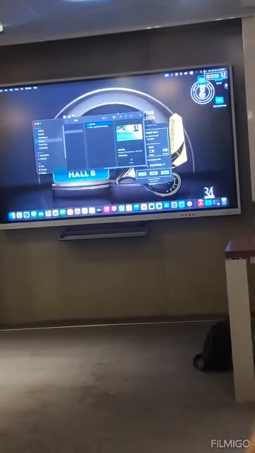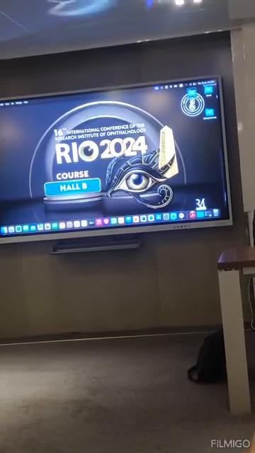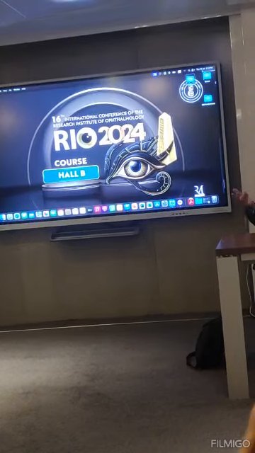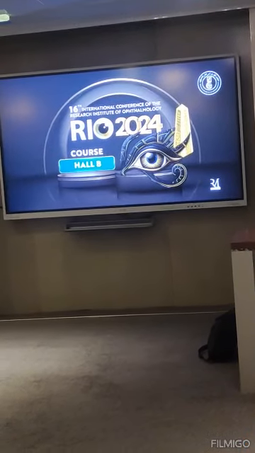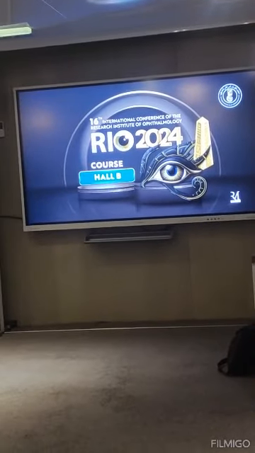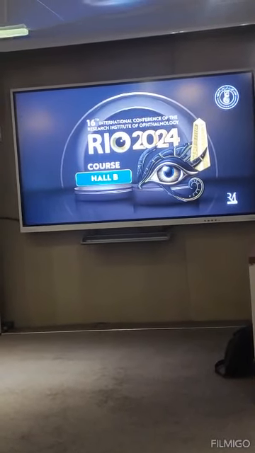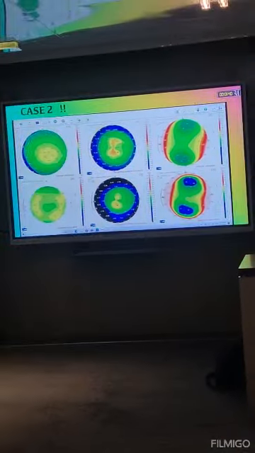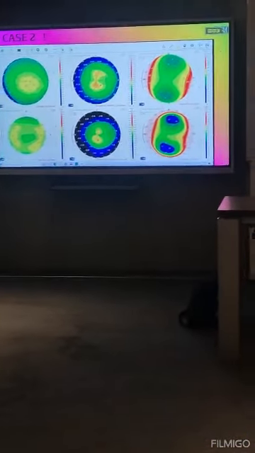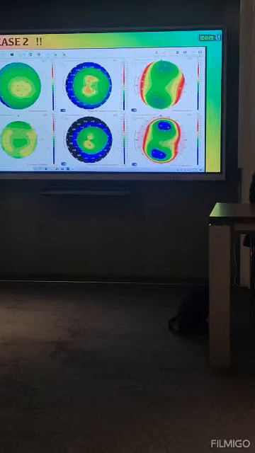So, if you have this topography, you have to suspect this patient, especially as it's central. It's not in the center of 5 or center of 8 millimeter. But look here at the anterior elevation, it's good. The posterior elevation is good.